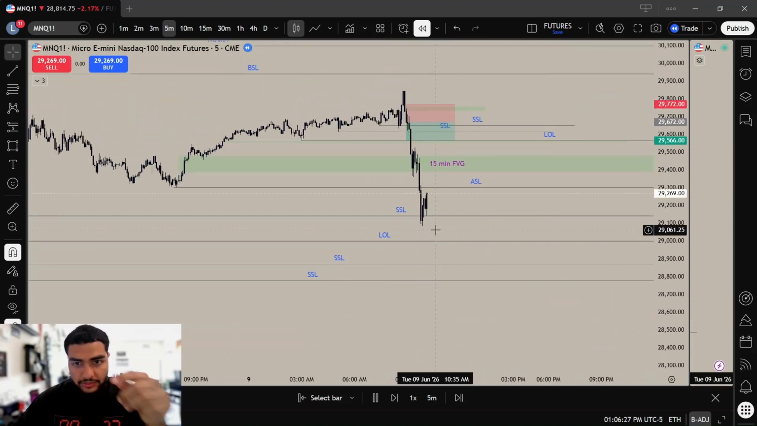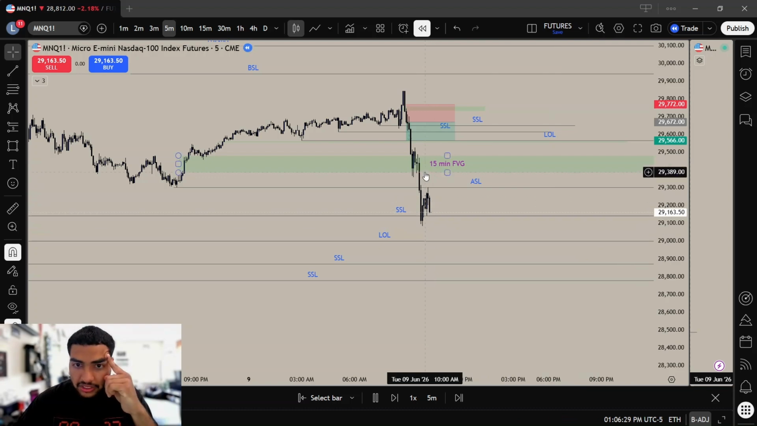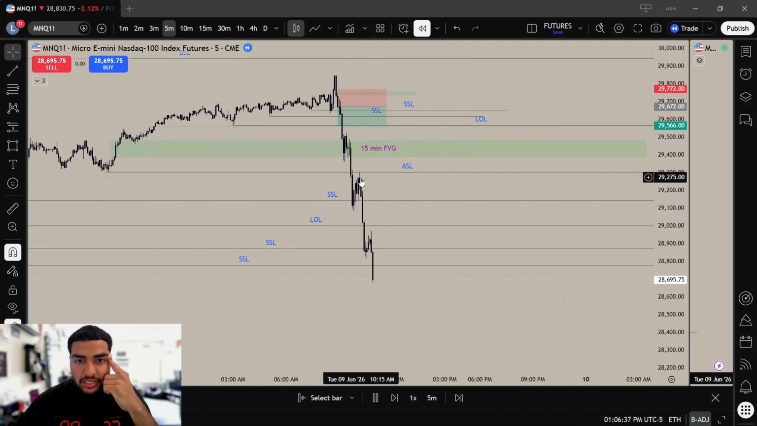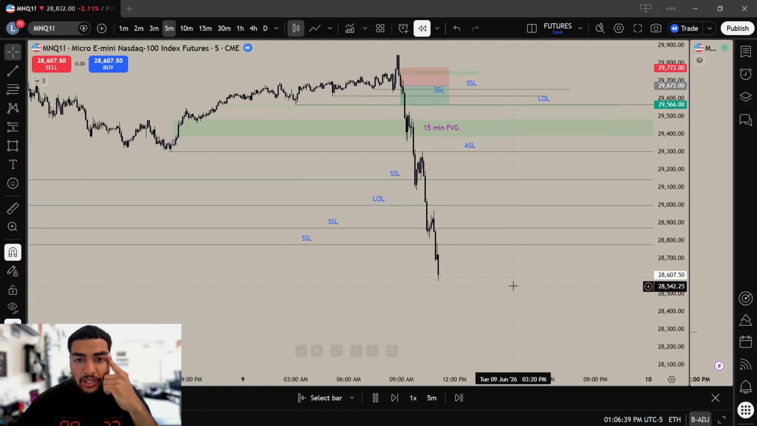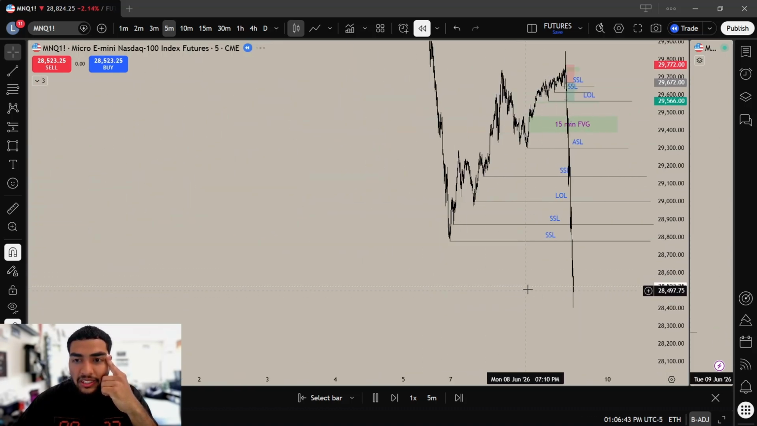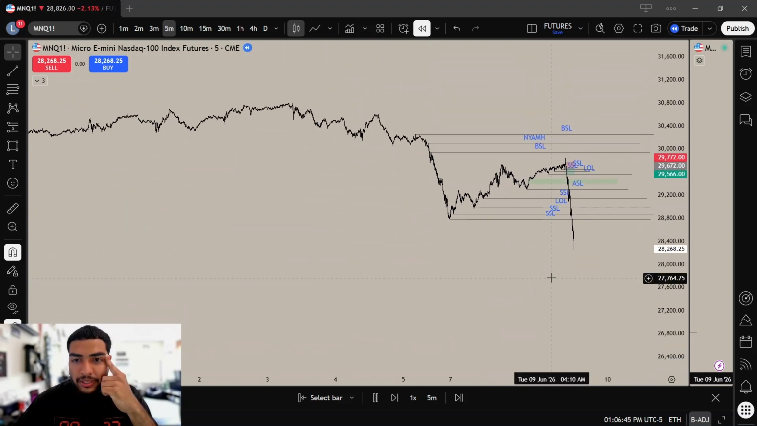A little retrace. See, you guys, we're retracing into these 5 minute fair value gaps and keep coming down. We're going to retrace again and keep coming down unless we get a change in state of delivery up here. Yeah, nope. Wow, took out all of this liquidity. Holy moly. Nasdaq's just dumping, bro.